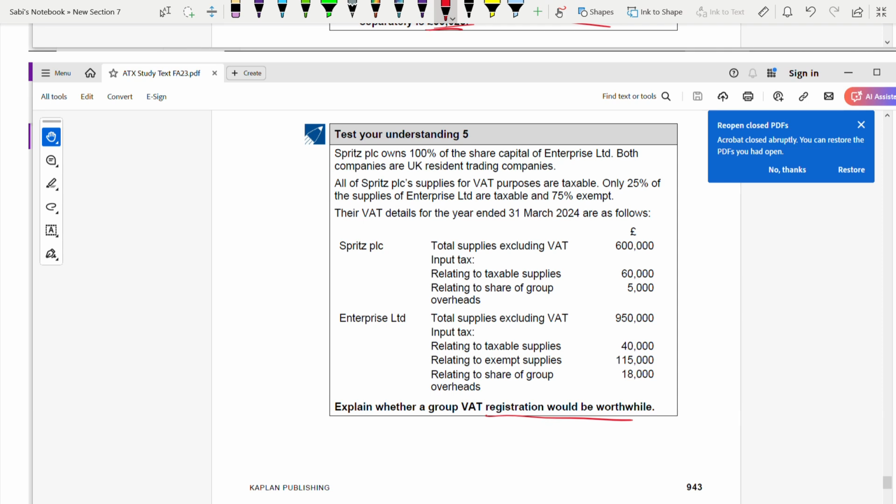Okay. Now, so both, he is having 100%. Both are UK resident trading companies. Supplies for VAT purposes are taxable. For Enterprise, only 25% of supplies are taxable and 75% are exempt. And they have given you the amount. Okay. They have given you the input tax also. They have already given you the amount relating to group overheads.